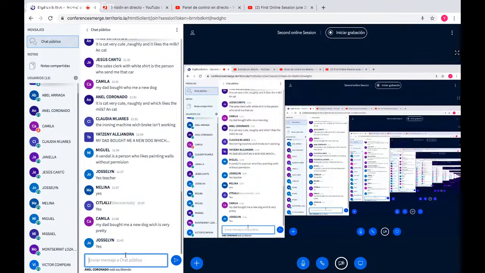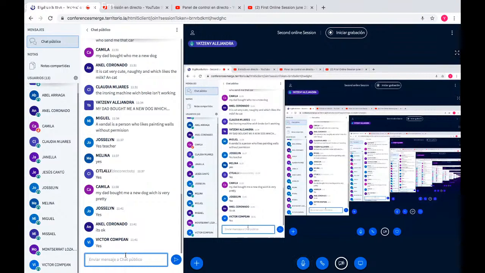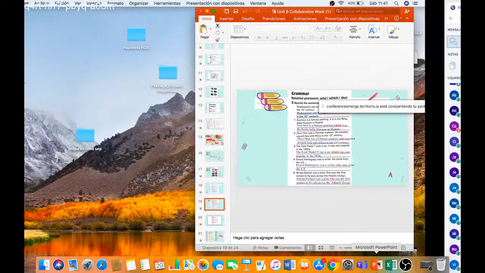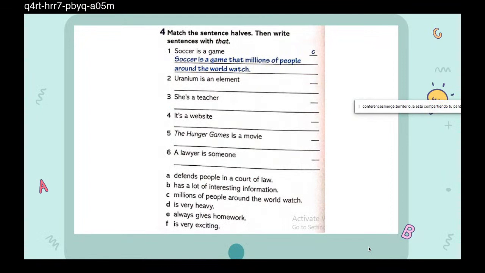Okay, now let's pass to the last exercise. In the last exercise for today, we are going to relate the sentences with the correct relative pronoun. So we have: soccer is a game, Uranium is an element, she's a teacher, it's a website, The Hunger Games is a movie, and a lawyer is someone. And then we have the elements: defends people in a court of law, has a lot of interesting information, millions of people around the world watch, is very heavy, always gives homework, is very exciting. So we are going to relate these elements just with the word that.